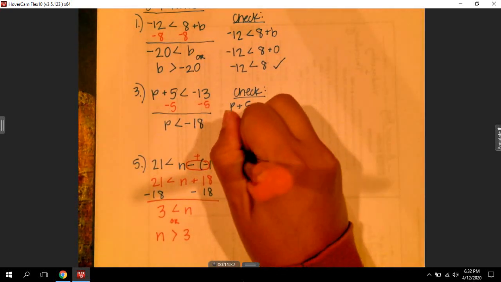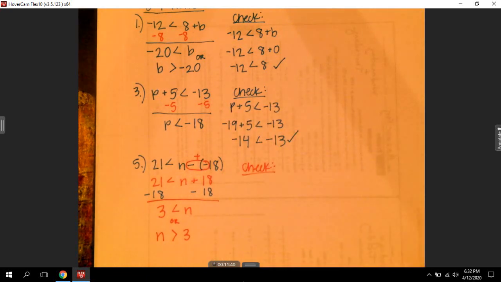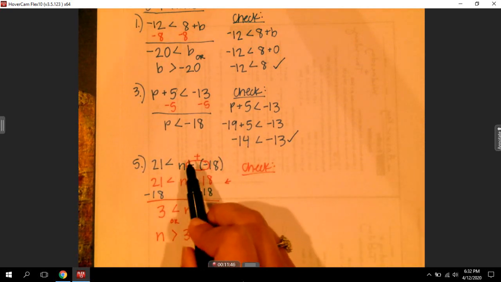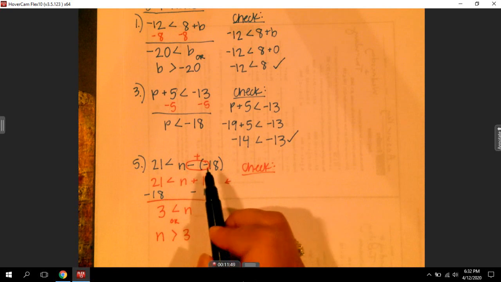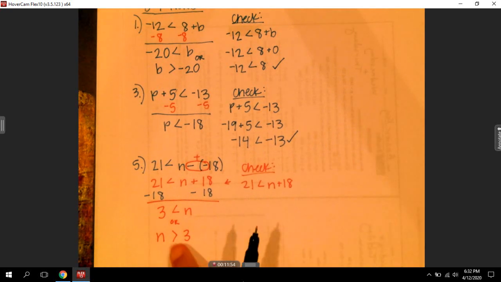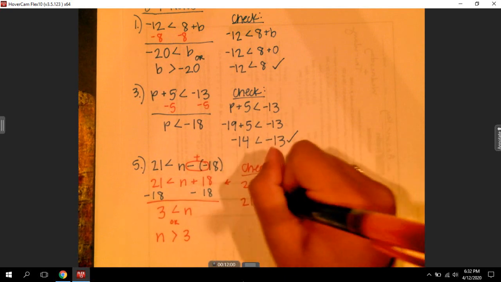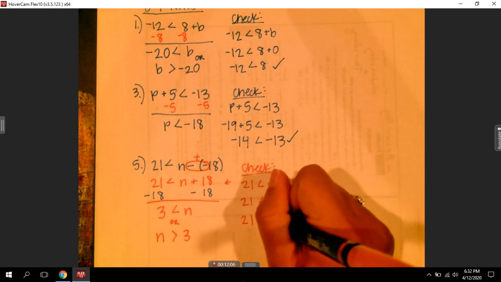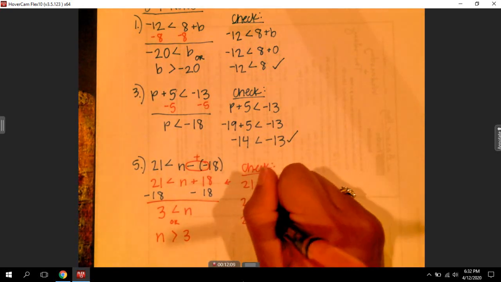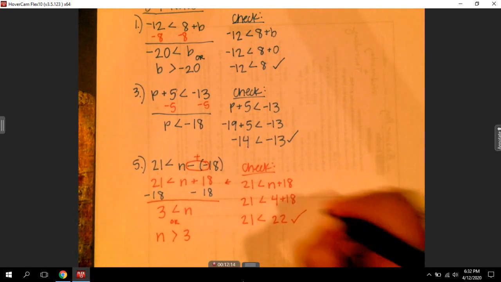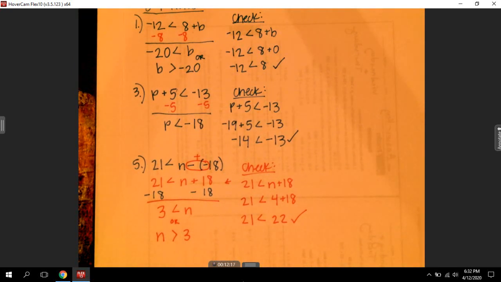So when we do check it, I'm going to use this equation right here, not my original, since I did change it. I know that that is n plus 18. I've got 21 is less than n plus 18. A number that's greater than 3, I'm just going to say 4. So we're going to say 21 is less than 4 plus 18. So then 4 plus 18 should be 22. 21 is less than 22, so we did it correctly. It checks out. It's a true statement.